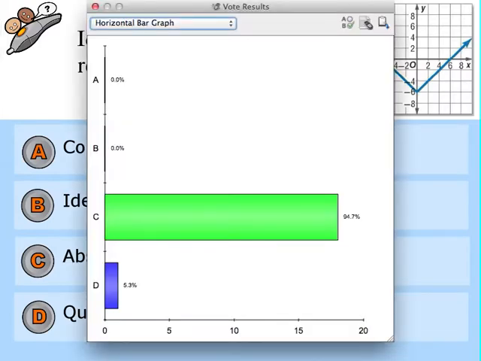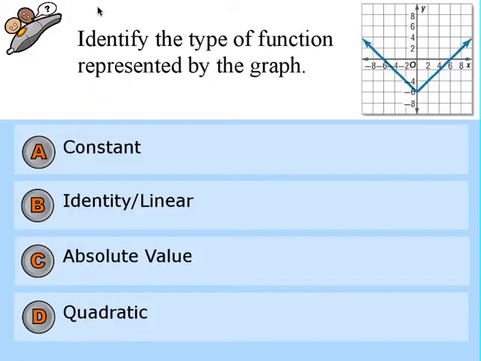So this is absolute value, a V. It's not a quadratic, because a quadratic is a curve.